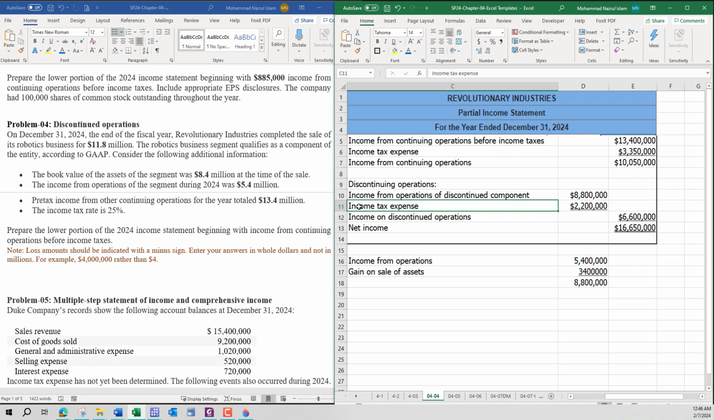Then income tax expense, which is 25% of this one. If we subtract this 2,200,000 from 8,800,000, this is our income on the discontinued operations. And finally, the net income should be equal to the sum of these two. We can use the sum function to find these two. I think you got it.